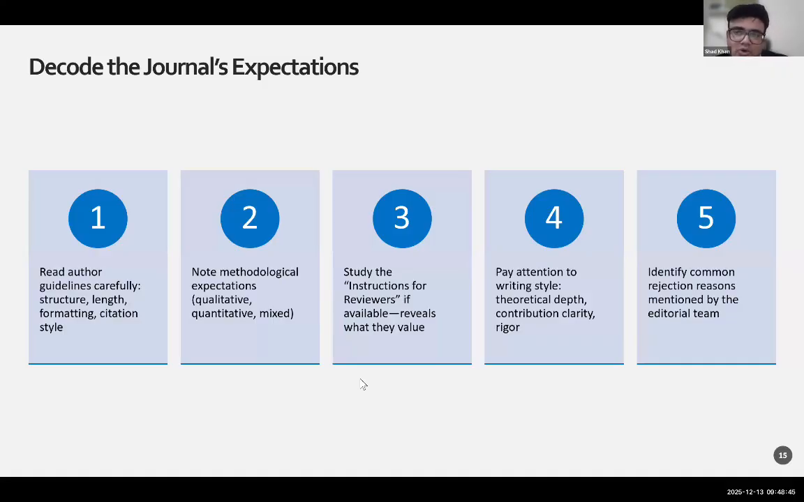Try to see whether there is an open call for papers or whether they are very specific about a particular theme in their call for papers. So if these things are taken care of, you are preparing yourself, you are aligning yourself towards the journal.